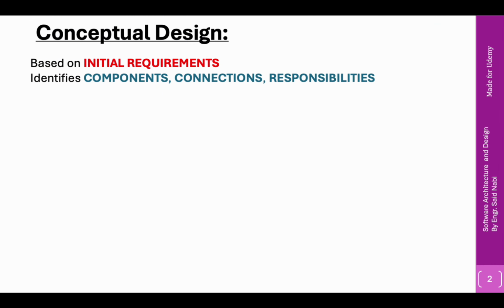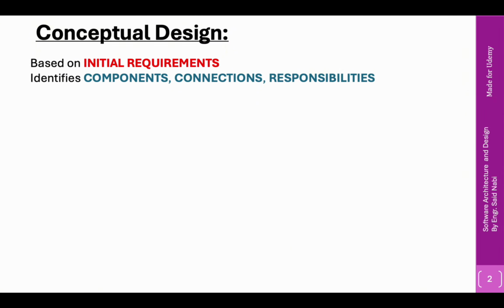Okay, next we have the conceptual design. So let's talk about the conceptual design. Based on the initial requirements, identify components, connections, and responsibilities. So when you see a requirement document and you want to read it, then you have to identify your main requirements, like what the system should do, what main entities would be involved, and what should be the connection of each entity to other entities in the system.